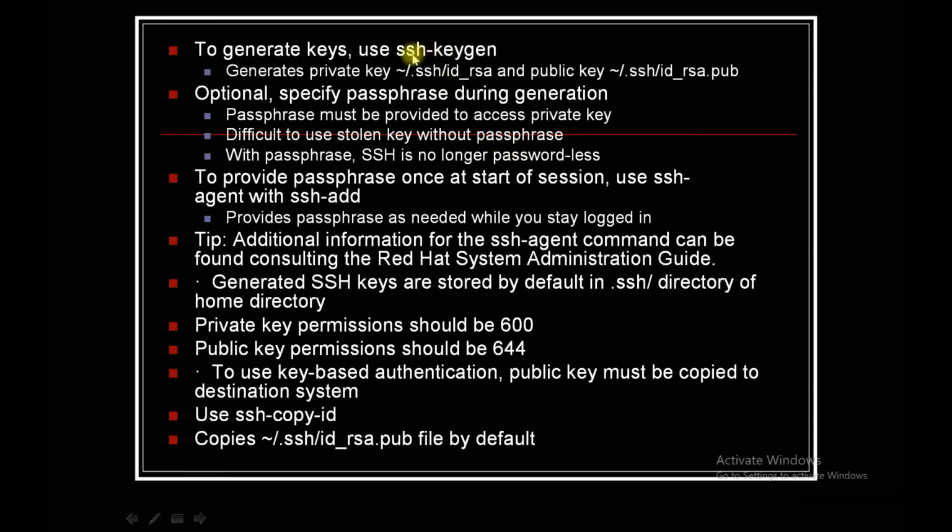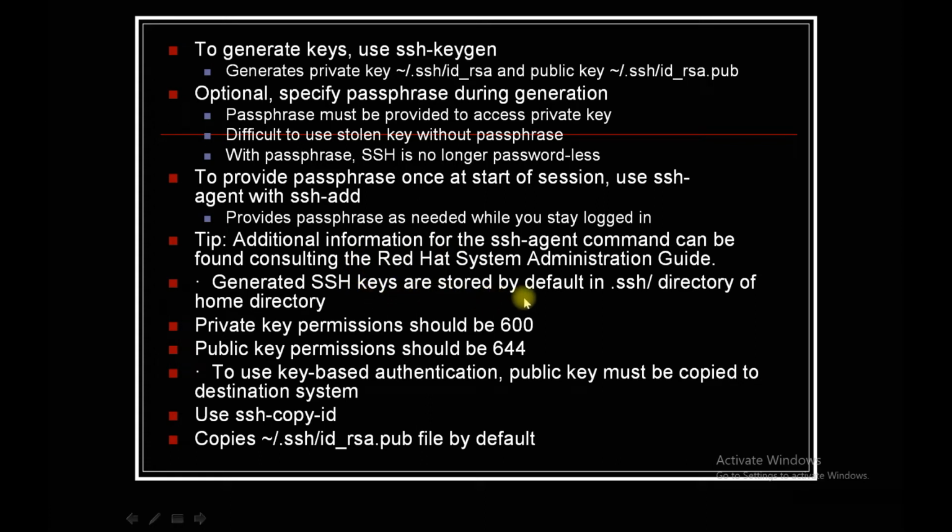So first, you have to run the command ssh-keygen. Once you run it, it will generate two keys: id_rsa, and the public key id_rsa.pub. The .pub means it's related to the public key, and without .pub it's the private key. After this, to provide a fast response at the start of a session, use ssh-agent with ssh-add. A tip is given here.